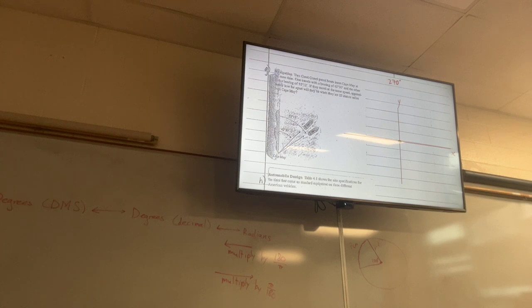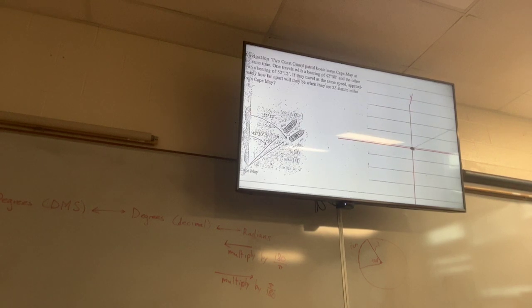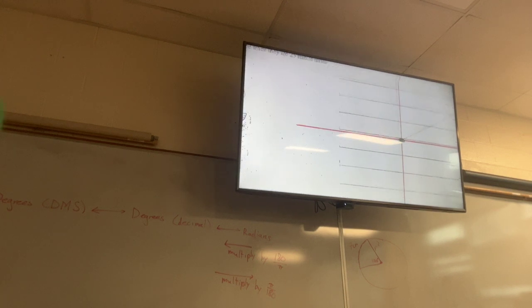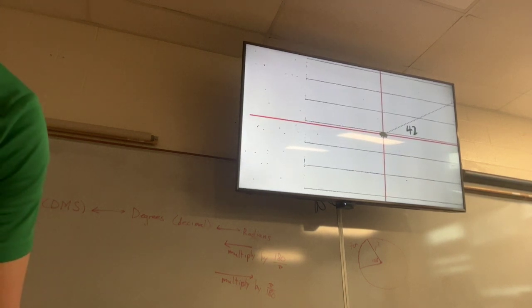One's going to travel with a bearing of 42 degrees 30 minutes, so about like here. I don't know about you, but I do not like working with the DMS angles. Are you guys okay if I convert to decimal real quick? So 42 plus 30 over 60. One's going to go at 42.5 degrees.